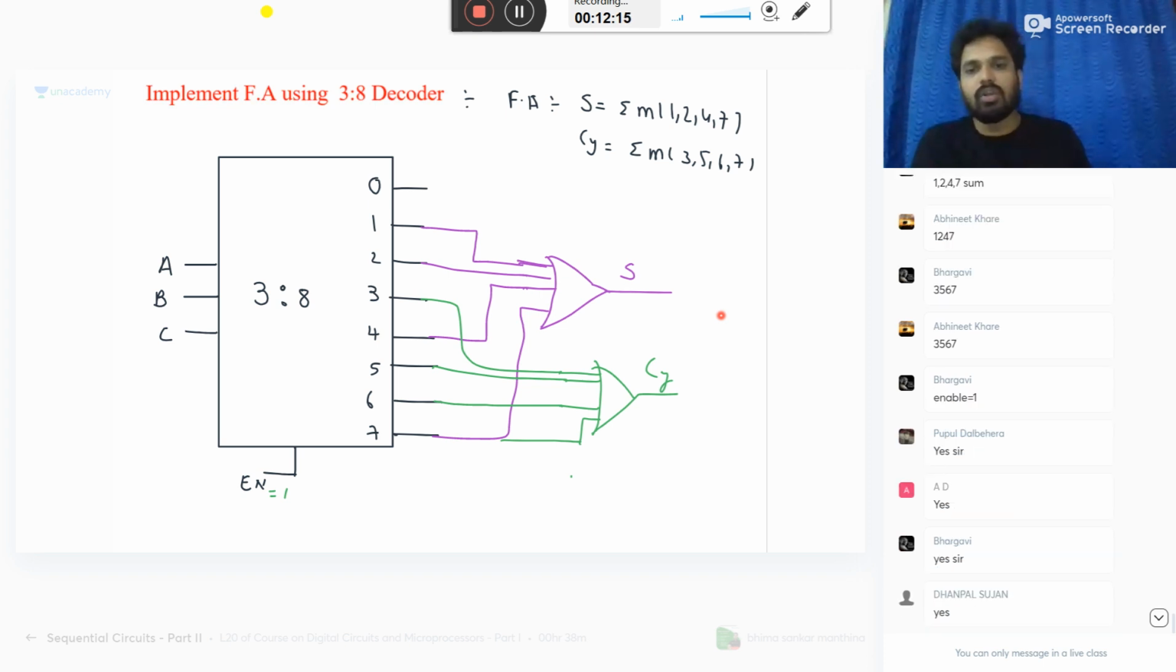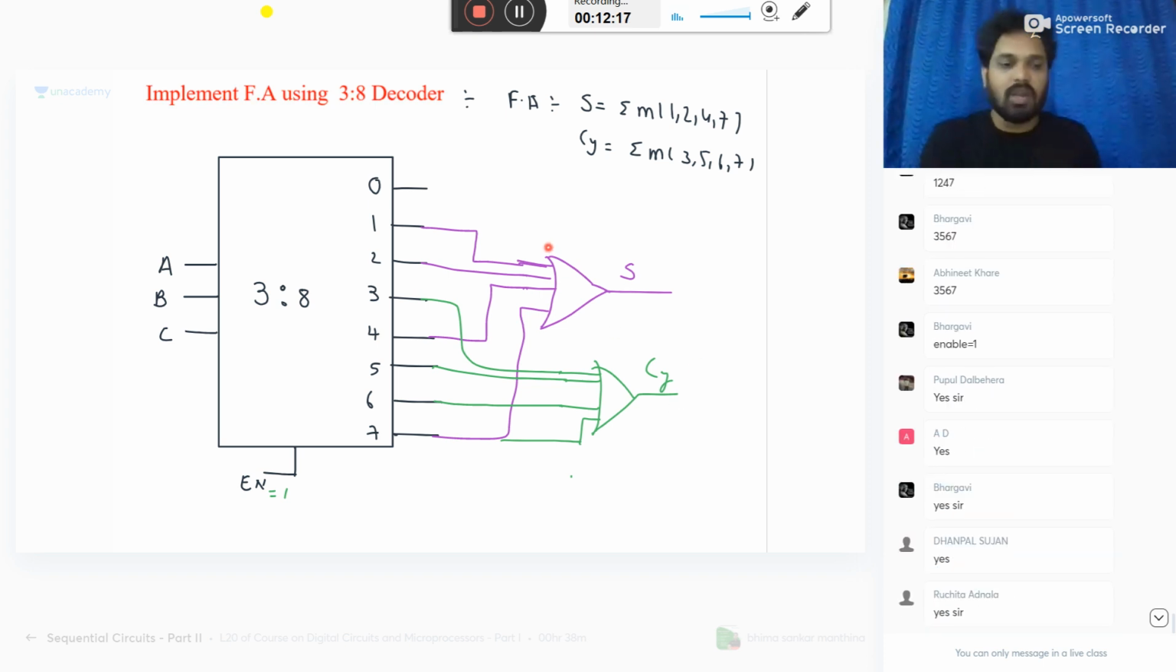Okay. So here, when I discussed about mux, you need 2 muxes to implement this. For decoder, you need only 1 decoder, but extra OR gates are required. If you want to implement more functions also, it is possible with 1 decoder.